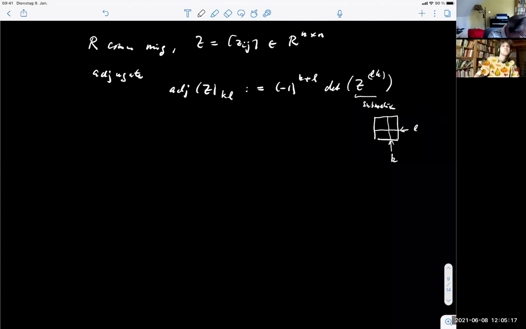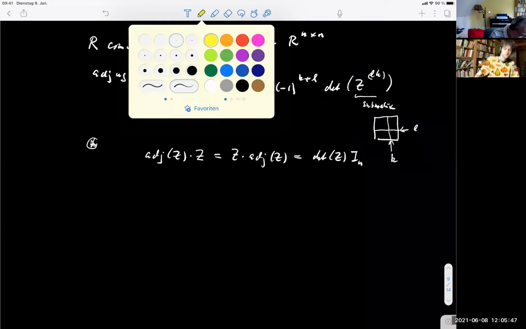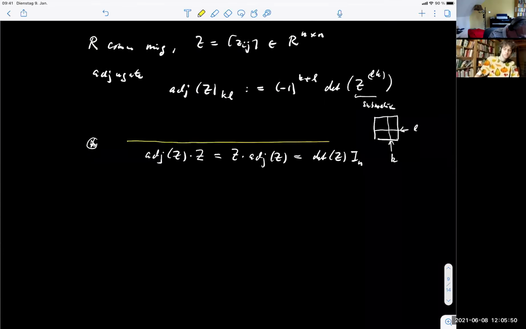Okay, and what we proved was this. Let me put the star here. The adjugate is almost the inverse of the matrix, if it has an inverse at all. So the adjugate multiplied by the matrix is the same if I do the multiplication in the other order. What I get is a multiple of the identity matrix, and the scalar is just the determinant. So this is the important observation from last time.